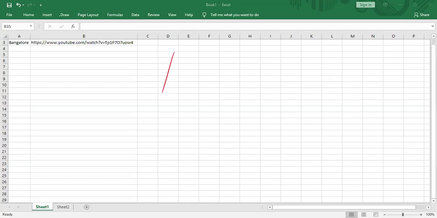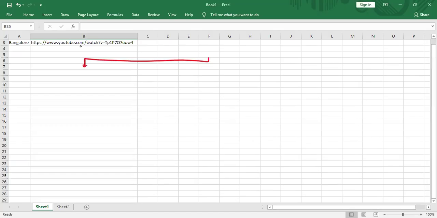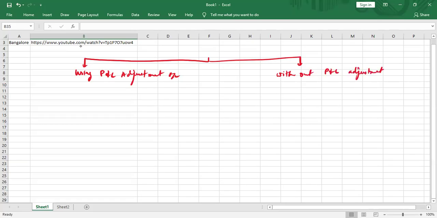I'm going to divide the past adjustment questions into two types. One, using the P&L adjustment account. The other is without P&L adjustment, or through partners' capital account.